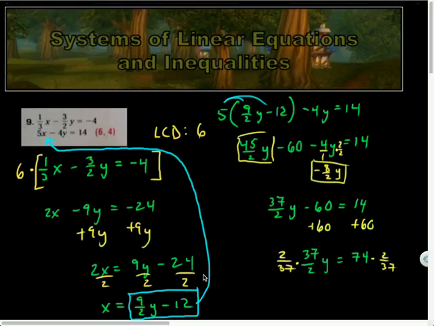And by the way, this is not the only way you could have done this problem last night using substitution even, right? Like, you could have ended up doing it a bunch of different ways. 74 divided by 37, I believe, is 2. And 2 times 2 is 4. And what do you know? Y equals 4.